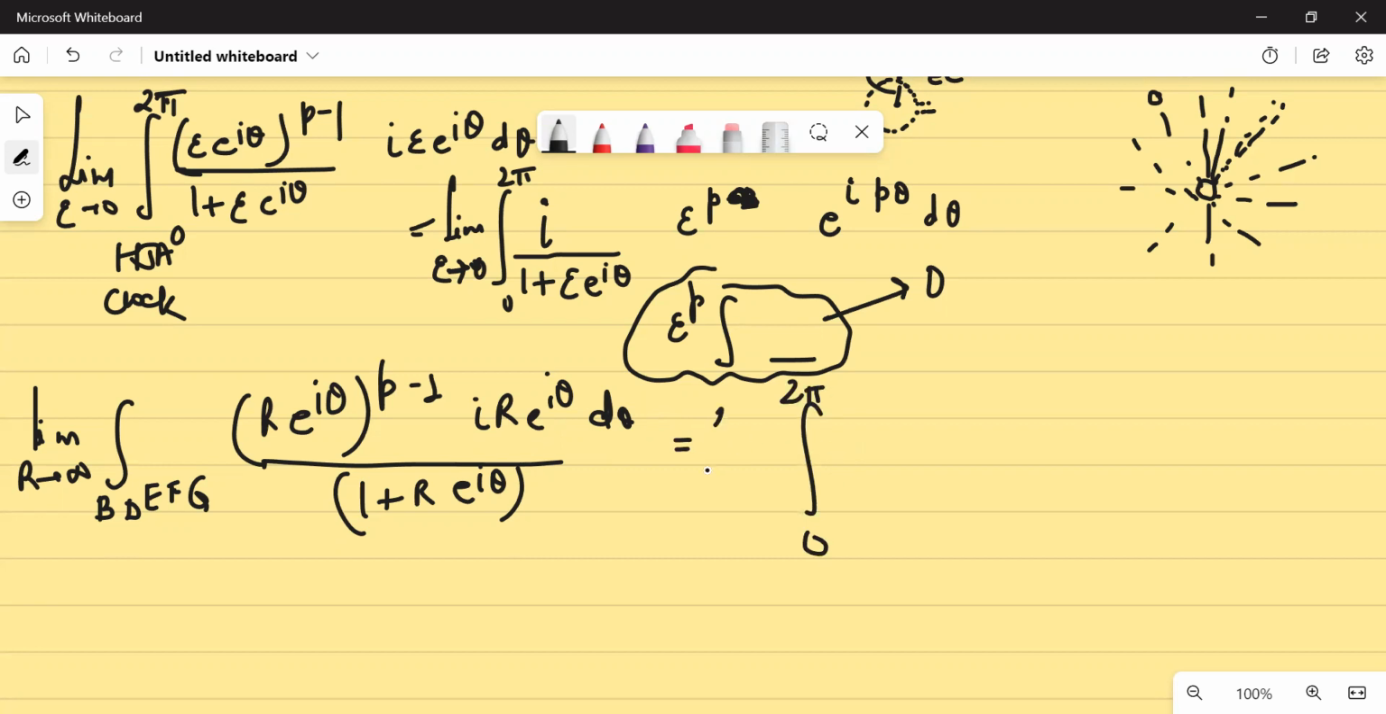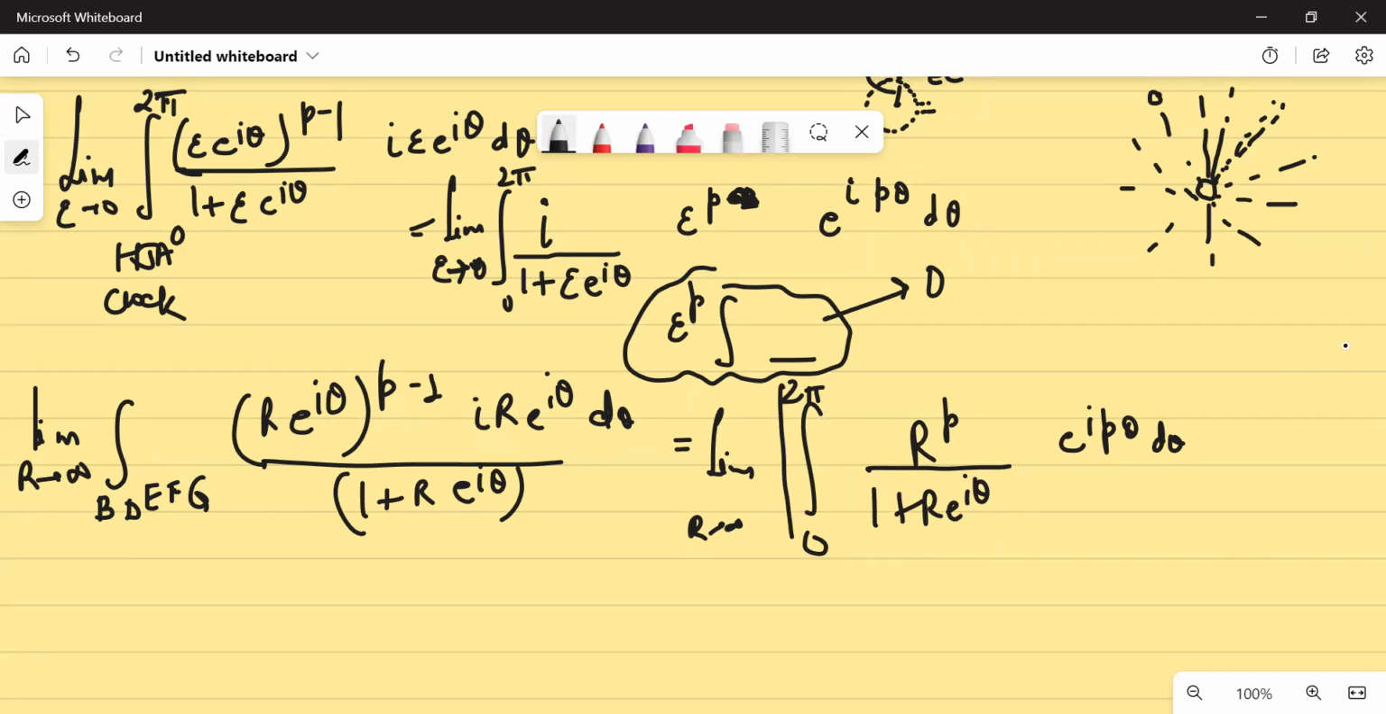This is clockwise only, so I'm not bothered about it much. R tends to infinity, and this will give me, I think, iota is there. So this will give me e to the power iota p theta d theta. Then you have r to the power p here, and then you have 1 plus r e to the power iota theta. Is that clear? This will be it, according to me, right? Take a modulus.